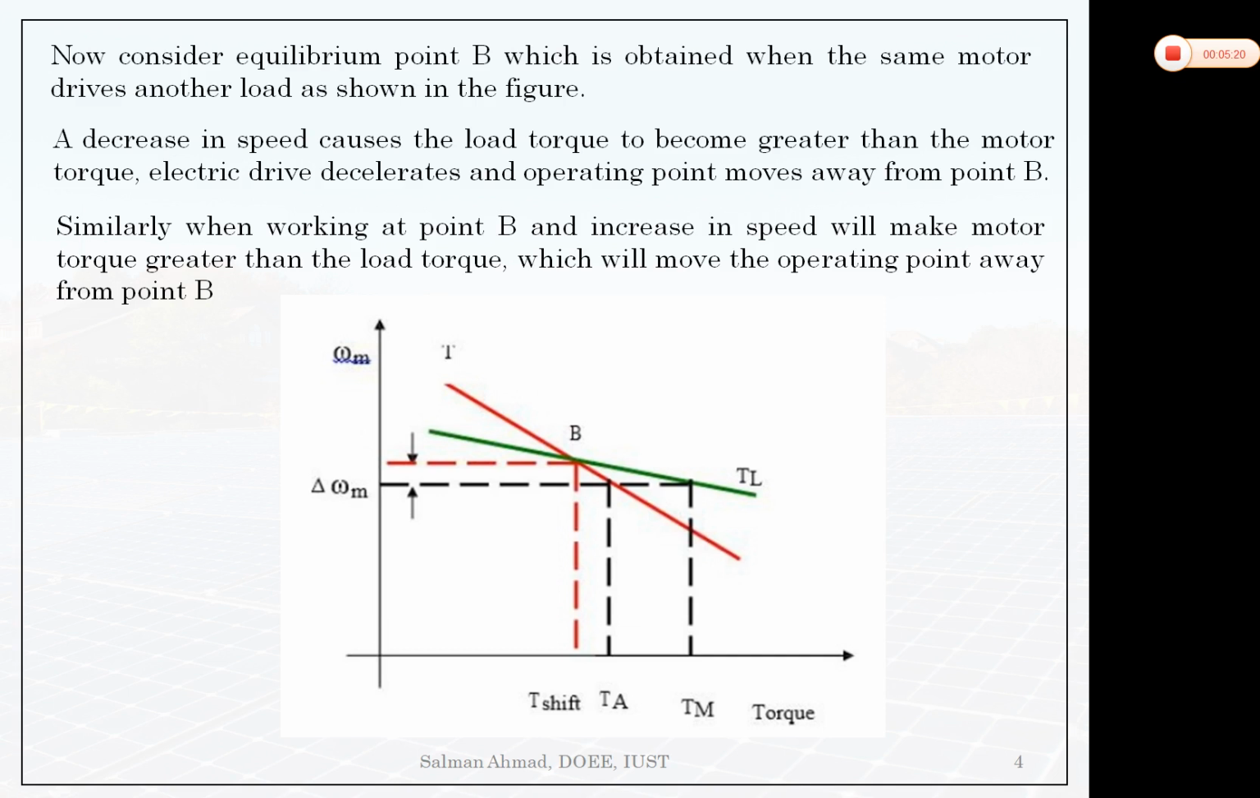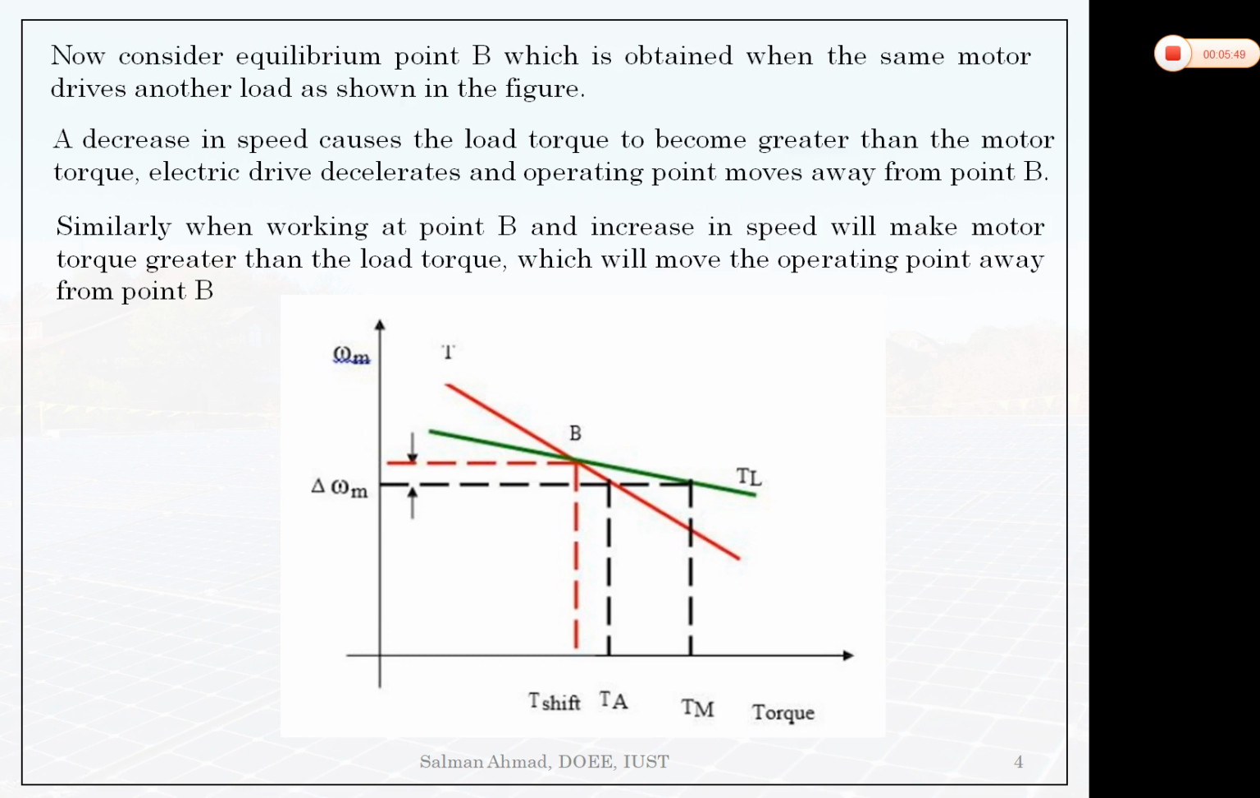You can see here again we have the motor torque graph something like this, and the load torque graph represented with this green line. Now again we are decreasing the speed. Initially the drive was running at equilibrium point B, and we want to check whether this point B is stable or not. So what we do? We slightly decrease the speed, and then we check the torque.